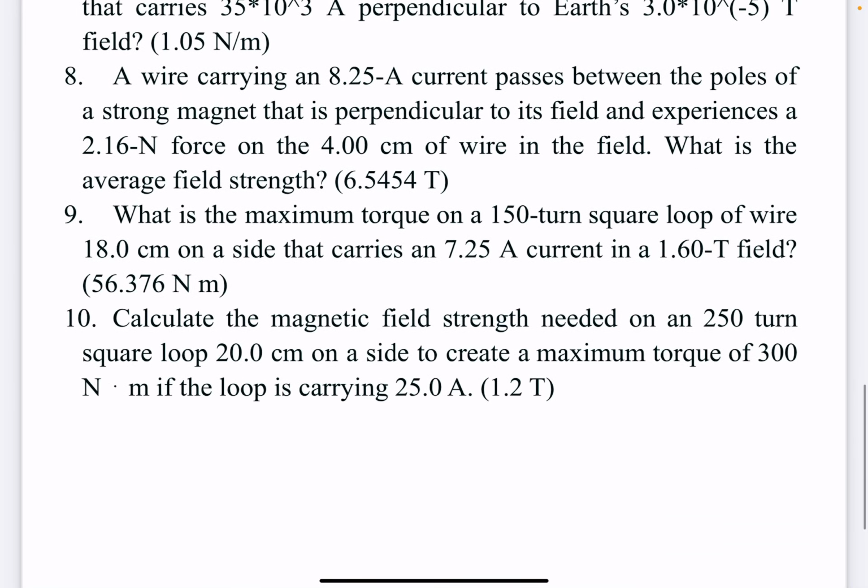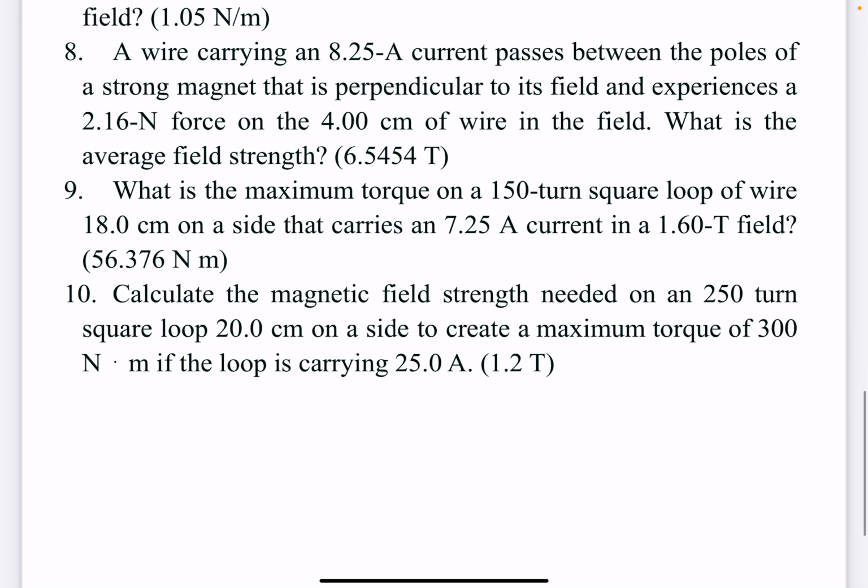Problem number 9. What is the maximum torque on a 150 turn square loop of wire, centimeters on the side, that carries current in the field? So we have the number of turns, a square loop of wire, the side is given, and the current is given. So we have to find the torque.